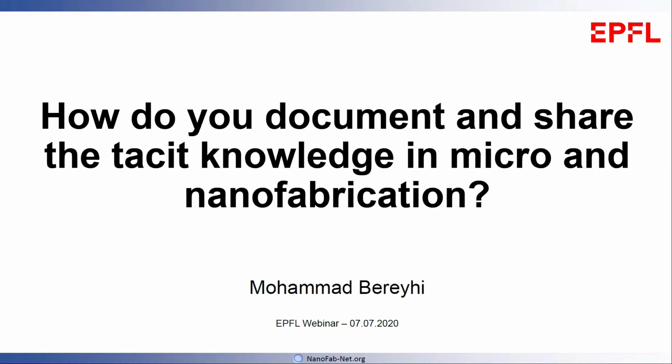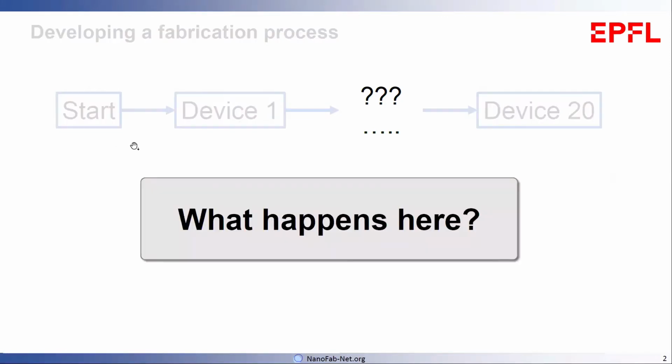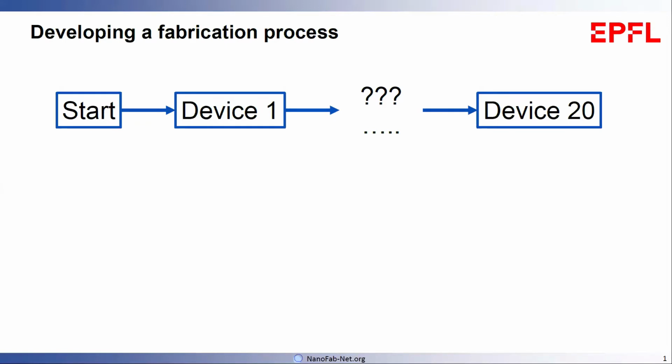And in order to give you more clarification of what I mean by that, let's consider a case of starting a process flow in the clean room and trying to develop a process flow. We usually start with an idea. We write in a piece of paper the steps that we're going to do. But usually we start with the first run, with the first wafer. We call it here device 1.